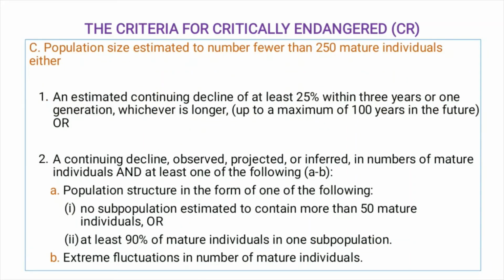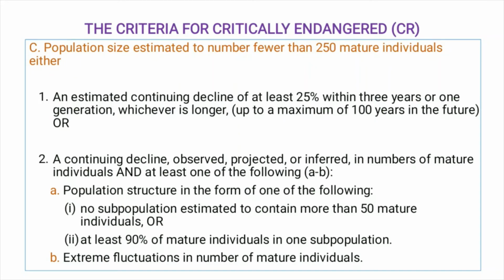If the population contains less than 250 mature individuals and any of the two below mentioned criteria, then the species is declared as critically endangered. The two criteria include an estimated decline of at least 25%. There is a 25% reduction in population size within 3 years or one generation, whichever of these durations is longer.